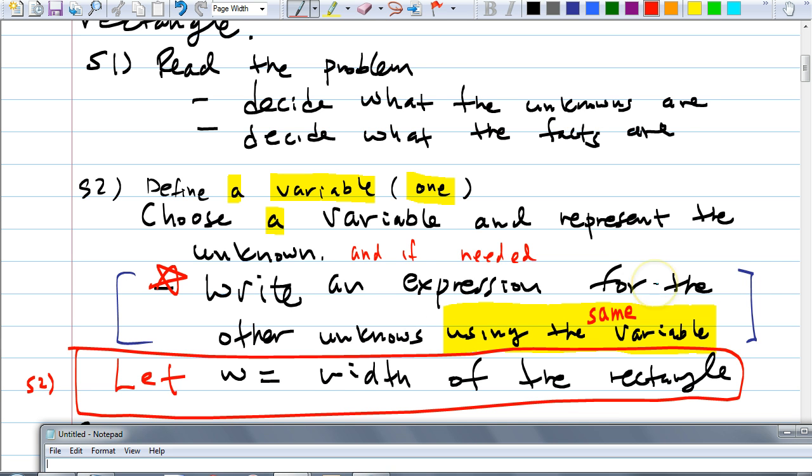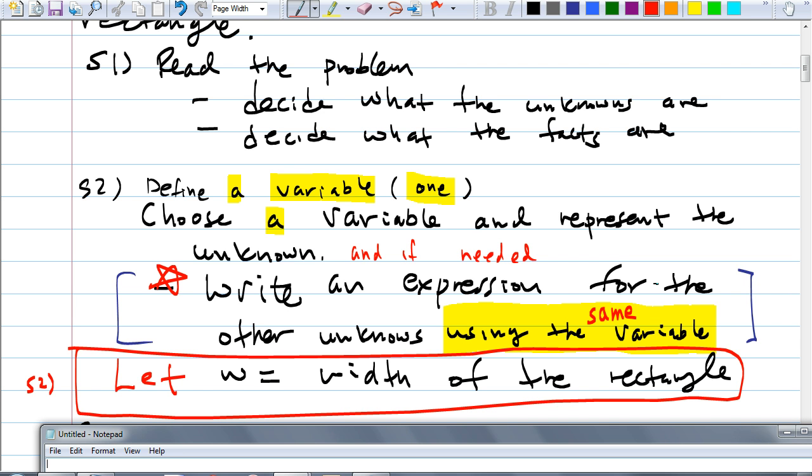Step 2, it says, define a variable, and you're just going to define using only one variable. It says, choose a variable and represent the unknown, and if needed, you're going to write an expression for the other unknowns. Do we need it for this question? Are there any other unknowns? No. We only have one unknown, which is the width of the rectangle. Does that make sense?